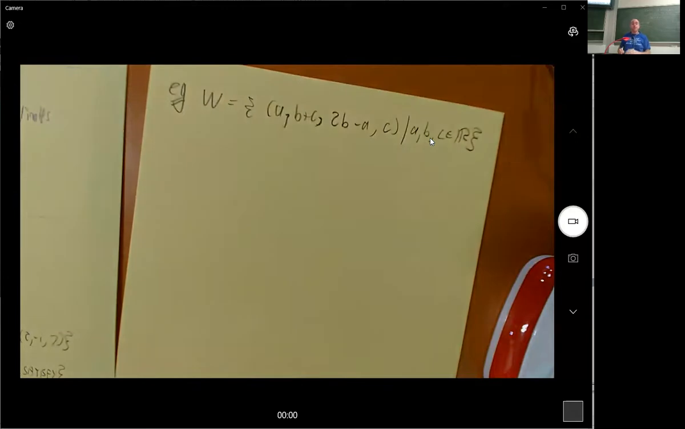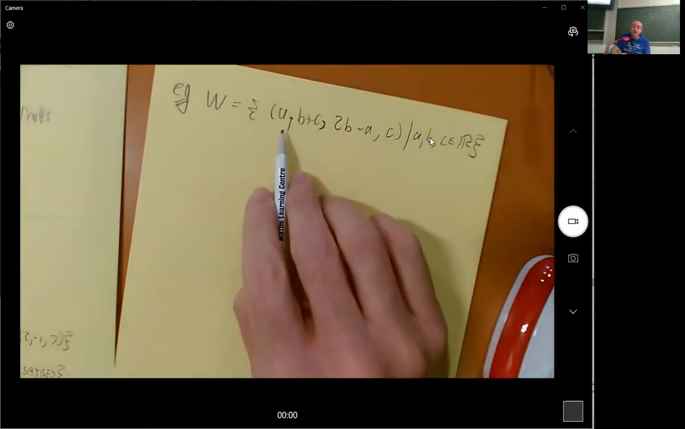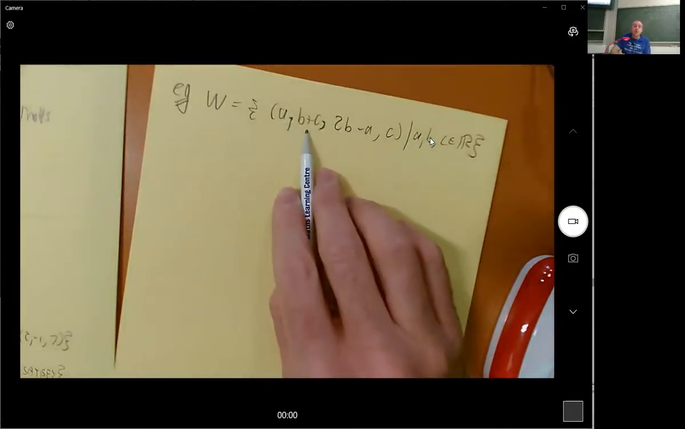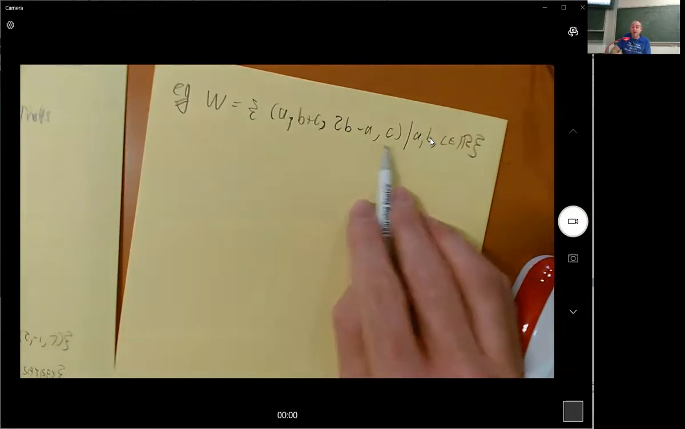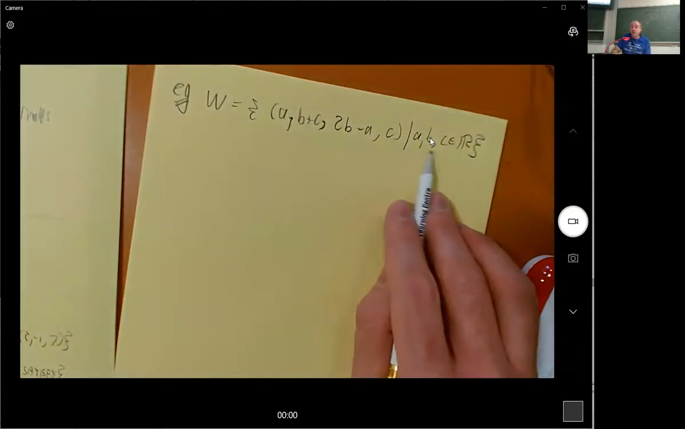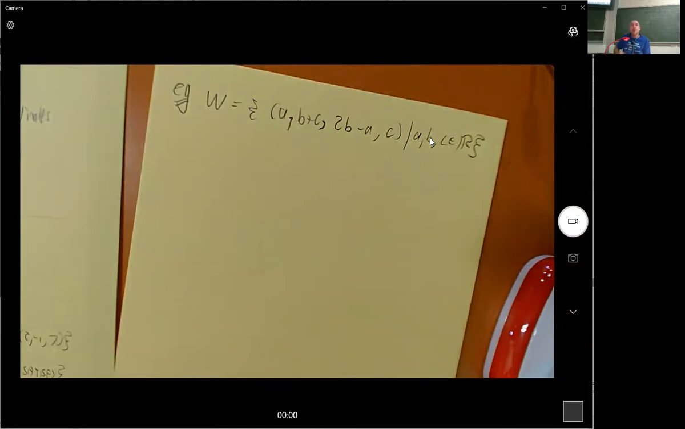So this set is the set of vectors with first coordinate A, second coordinate B plus C, third coordinate 2B minus A, and fourth coordinate C, such that A, B, and C are real numbers. This is a subspace. I know it is, but I can prove it's a subspace. I could use the actual definition and go through the three rules: rule zero, that the zero vector's in it, rule one, that scalar multiples work, and rule two, that addition works. But there's a theorem that says that anything that's a span is definitely a subspace.